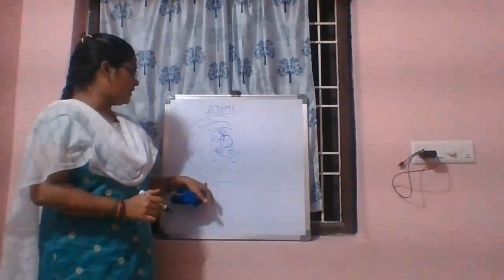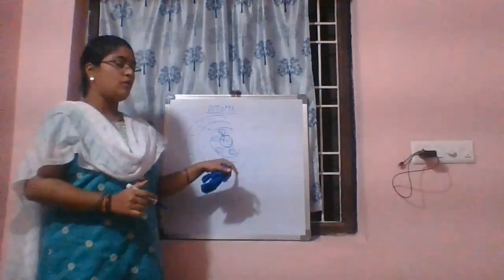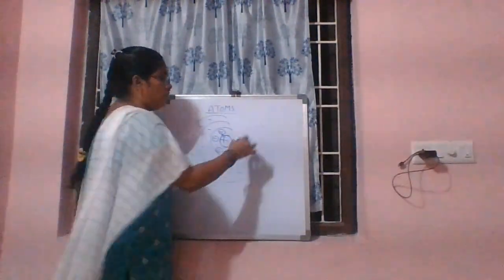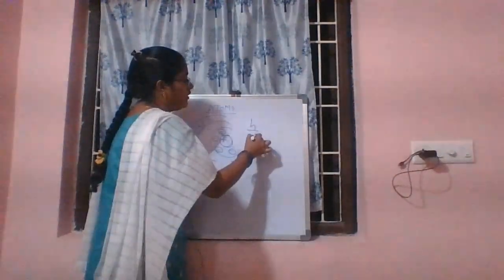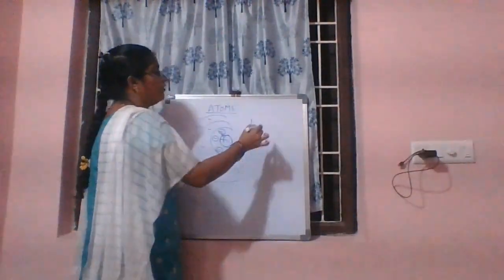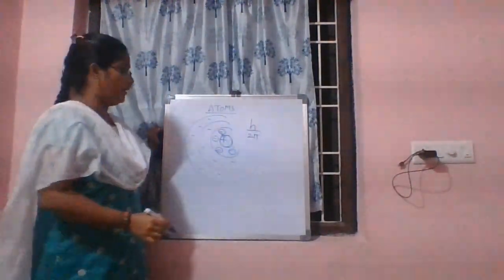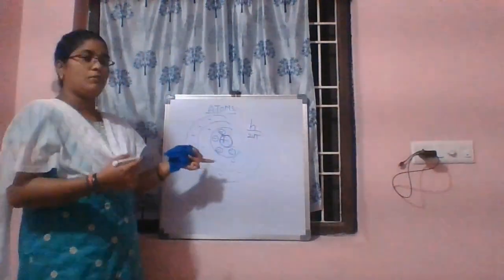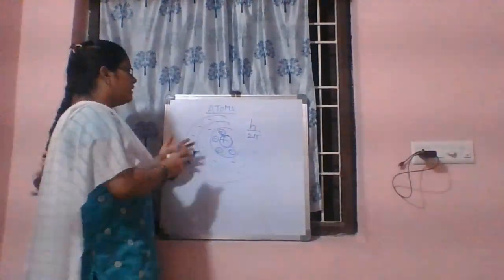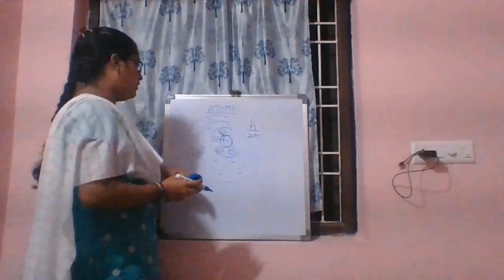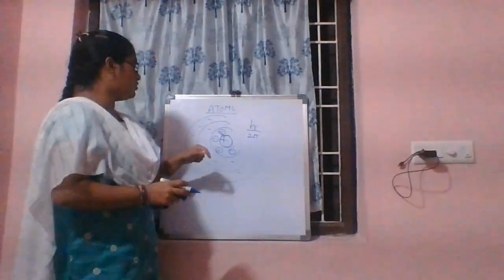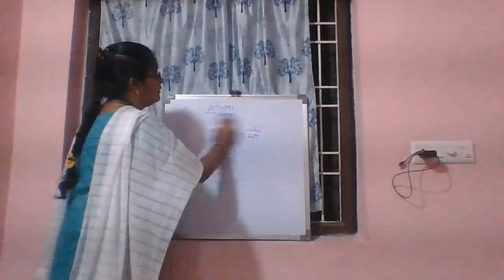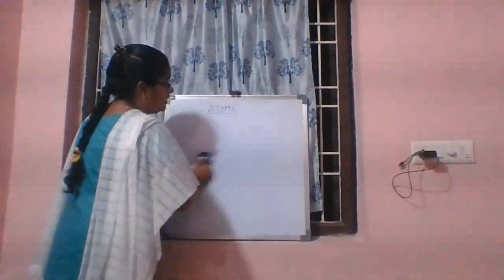What is the third postulate he has given? The angular momentum of the electron revolving around the nucleus is an integral multiple of h by 2 pi. H is the Planck's constant, that is 6.67 into 10 power minus 27. Pi we know is 3.14. By substituting those values we can find out.